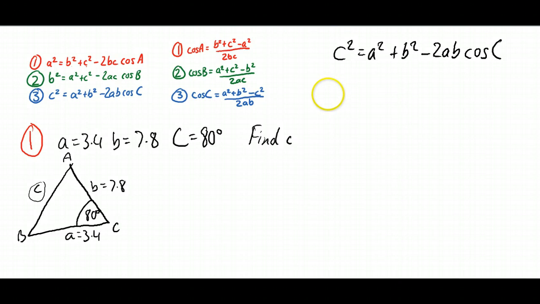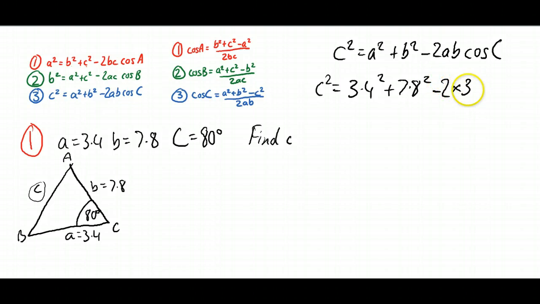Alright, now I've just got to plug in my values. So C squared equals 3.4 squared. A is 3.4. B is 7.8 squared. And then minus 2 times 3.4 times 7.8 times cos, and C is 80 degrees, so I put 80 degrees in there. Alright.